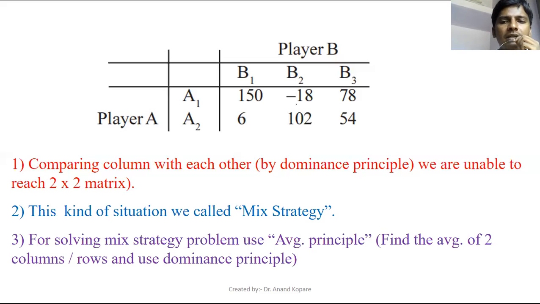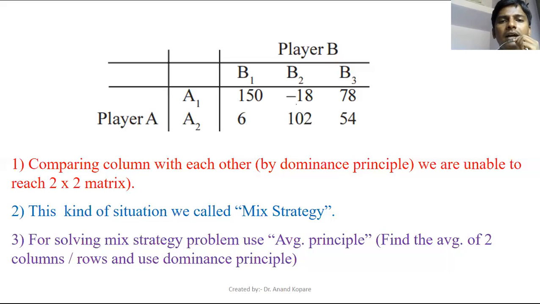What is the meaning of average principle? The meaning of average principle is to find the average of two columns or two rows and use the dominance principle. So it means at a single time, either we have to calculate the average of two rows or two columns and compare with another row or column. But ensure whenever you are comparing an average value with any row or any column, that row or column should be removed. So likewise, we have to use the average principle.